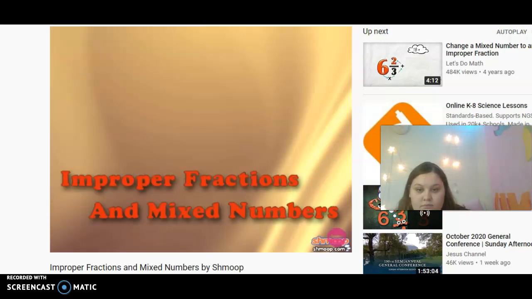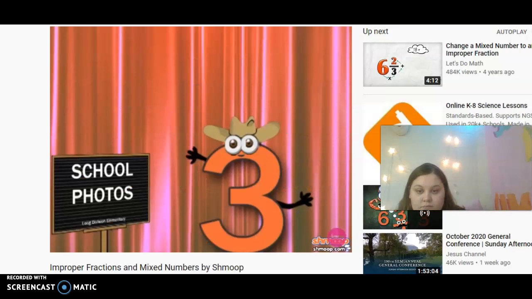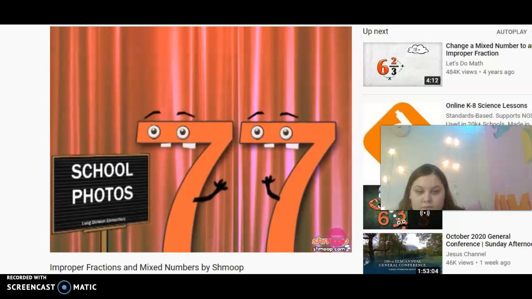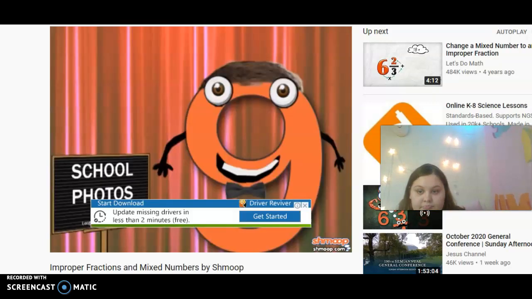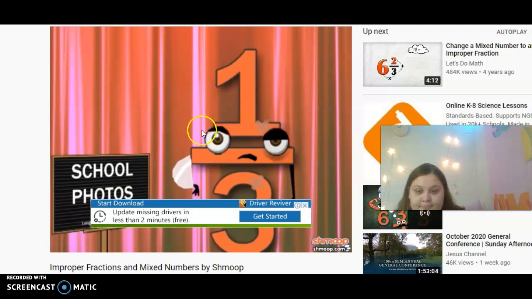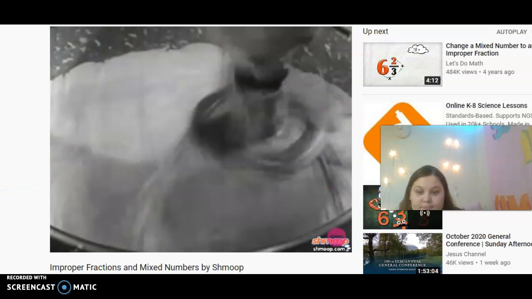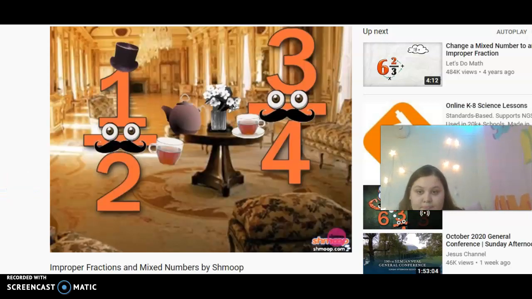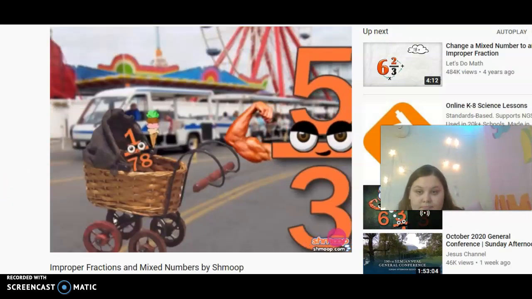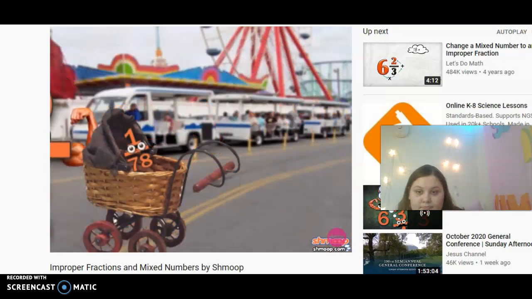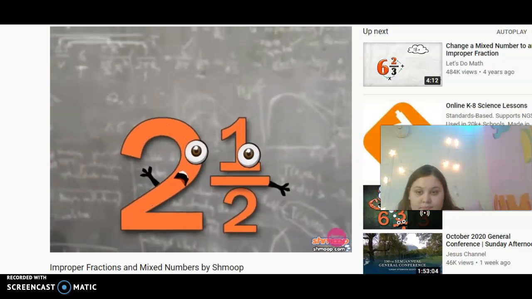Improper fractions and mixed numbers, a la schmo. Numbers come in all shapes and sizes. Some are big and some are little. Some are whole, and others are a bit fractured. As far as fractions go, it's a mixed bag. Some fractions are proper, some are improper, and then there are those that are just a little mixed up.